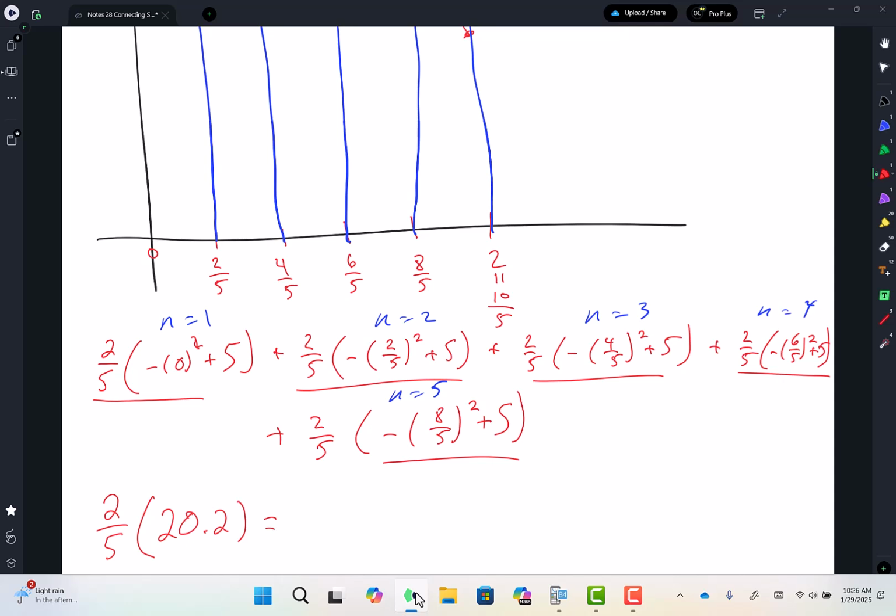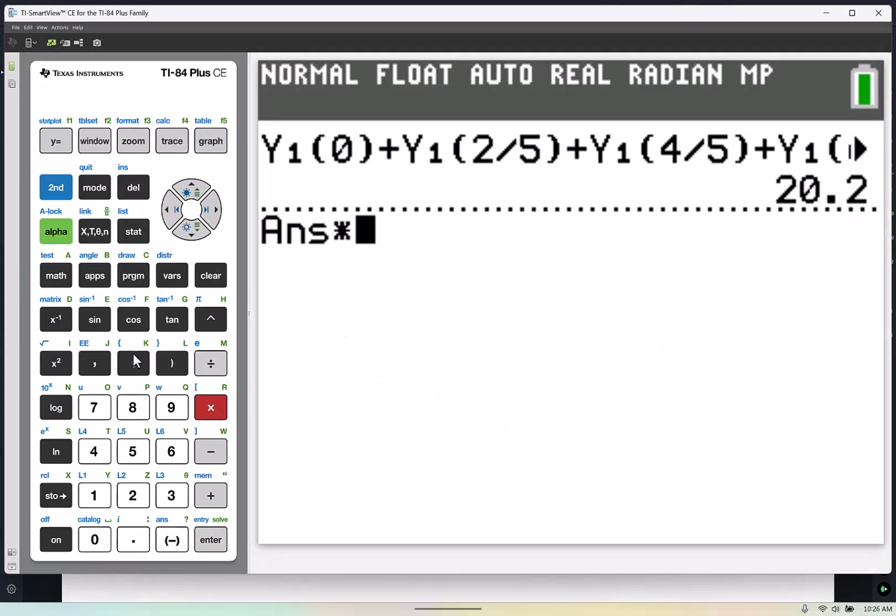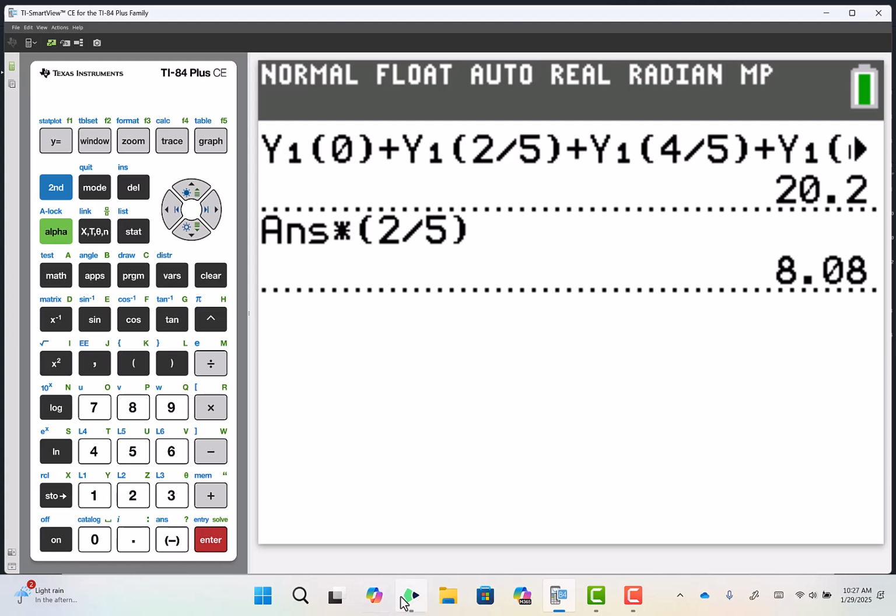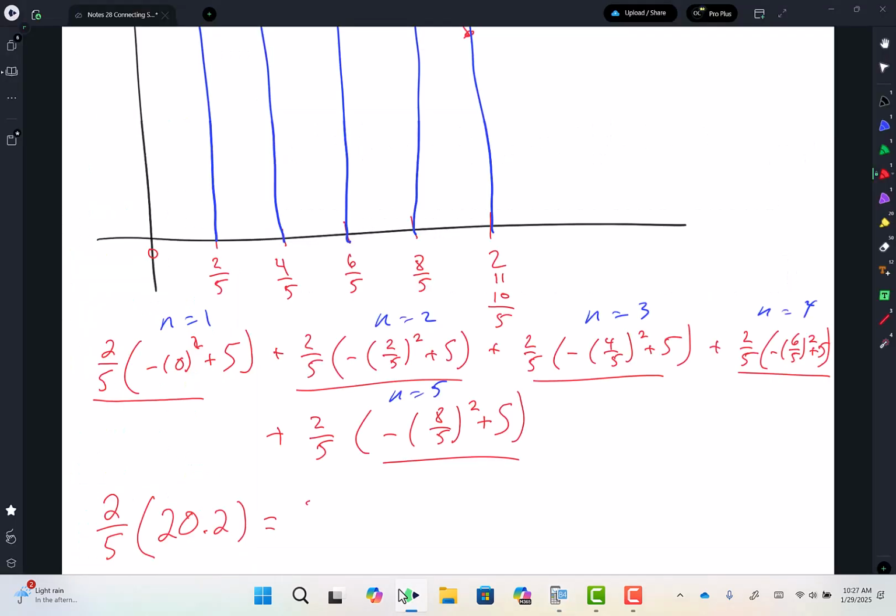And I'm going to multiply by 2/5, which is the same thing as 0.4, times 20.2, and 8.08. That sounds like a song. 808. The Players Club or something like that. No? 808. There it is. I knew it came from somewhere. Okay. Are we okay? All right.